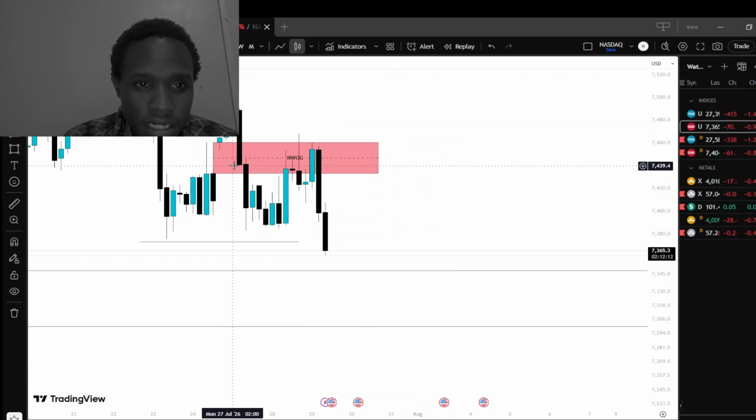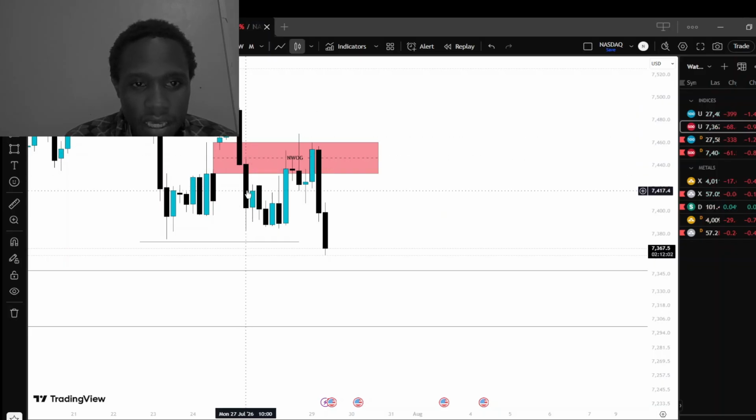So you can see that when price opened with this gap, immediately on Monday at 6 a.m., we were able to trade inside that and close below it on Monday by the AM session.